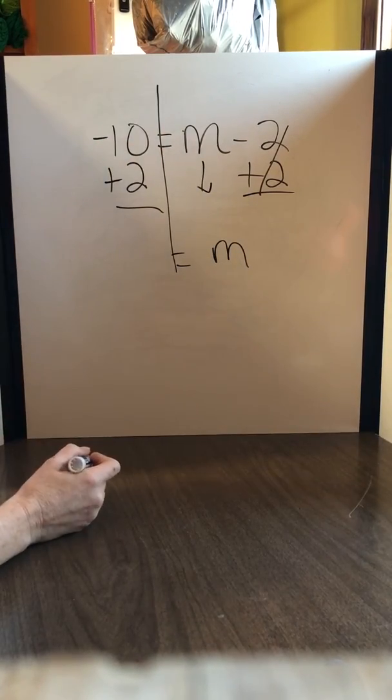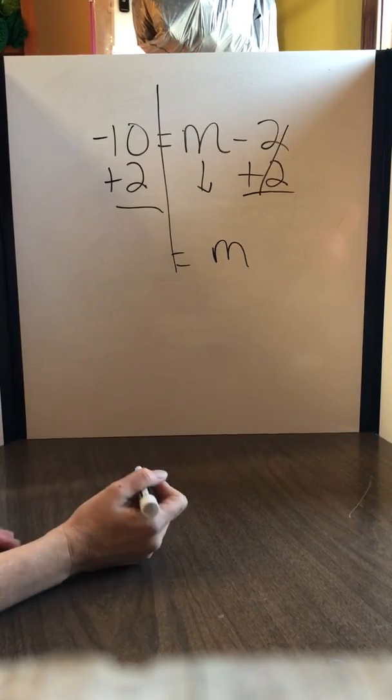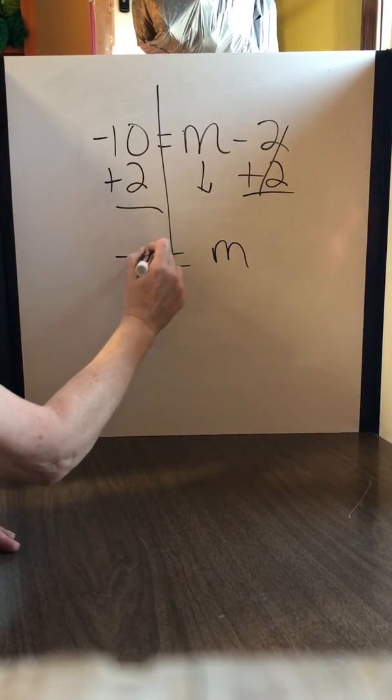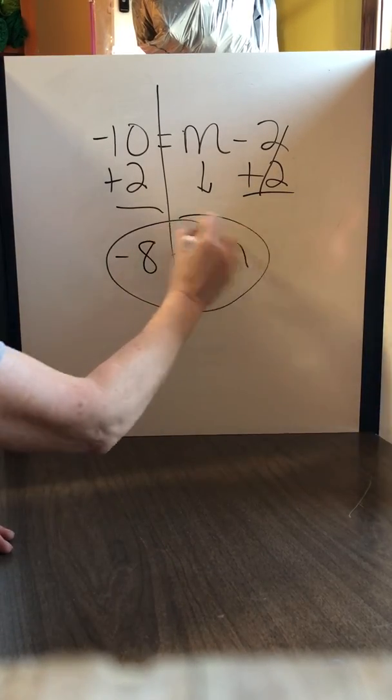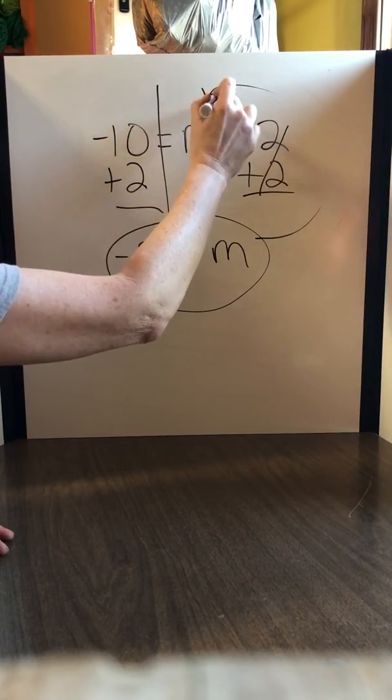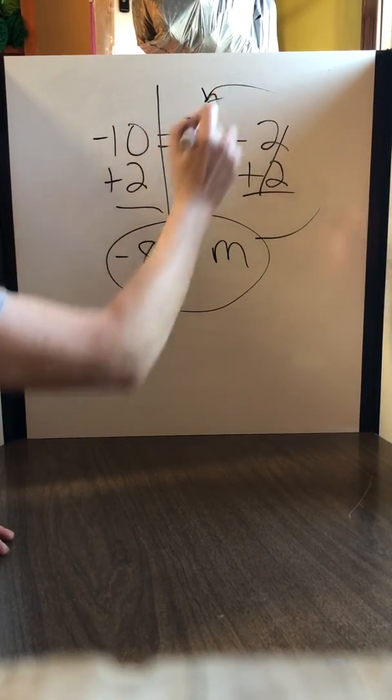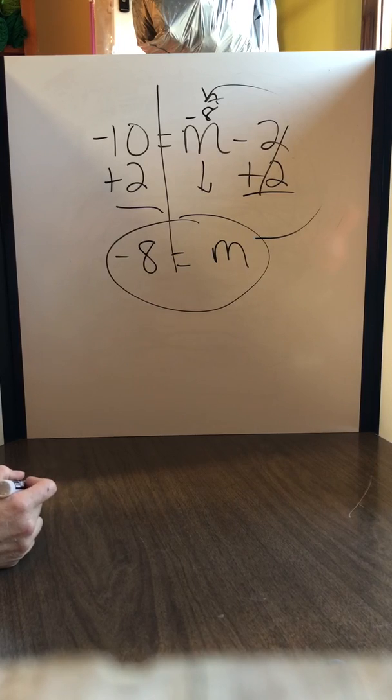Negative 10 plus 2, if you put it in your calculator, if you can do it in your head, it's going to be negative 8. And if I plugged in this negative 8 right here for my m, negative 8 minus 2, okay, is going to give you negative 10. So we did it correctly.